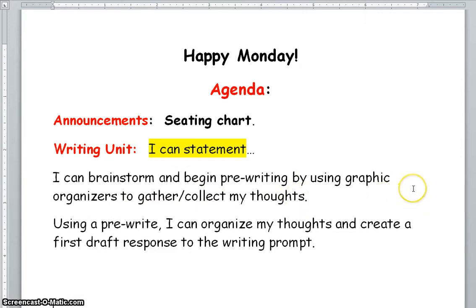At this point, most people have completed sides 1 and 2 of the graphic organizer, so you should be moving on to the second standard, which states, I can statement number 2: Using the pre-write, I can organize my thoughts and create a first draft response to the writing prompt.